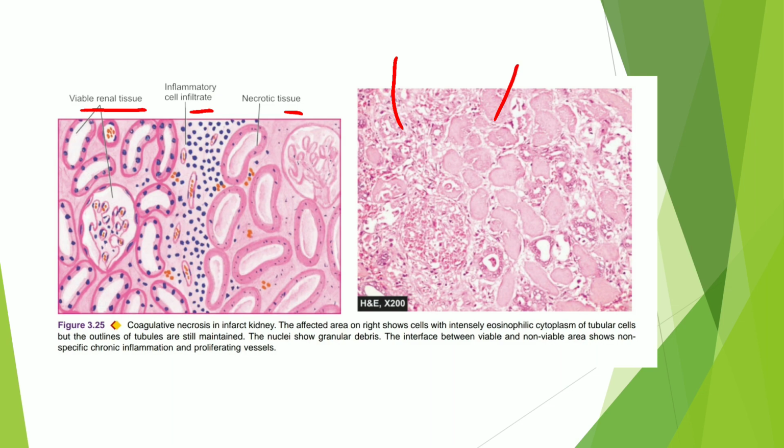The affected area is showing intensely eosinophilic cytoplasm of the tubular cells, but the outlines of the tubules are still maintained. The nuclei show granular debris. The interface between the viable and the non-viable areas is shown by non-specific chronic inflammation and proliferating vessels. This is the demarcation between the viable cells and the non-viable cells.